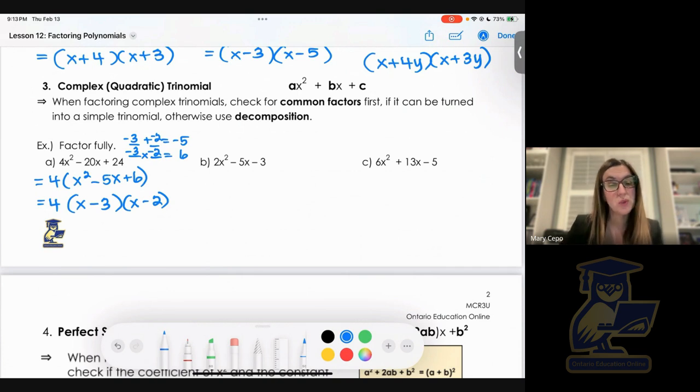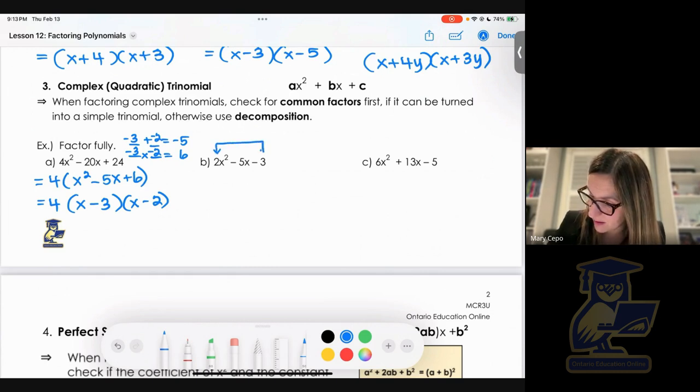Looking at B, we have 2x squared minus 5x minus 3. We have to look to see if we have a common factor. We don't. There's not a common factor between 2, 5, and -3. Now we have something called a complex trinomial. And the difference is, if you notice, in front of the x squared, it's no longer the number 1. There is a number 2. So in this case now, my product is A times C, and my sum is equal to B.